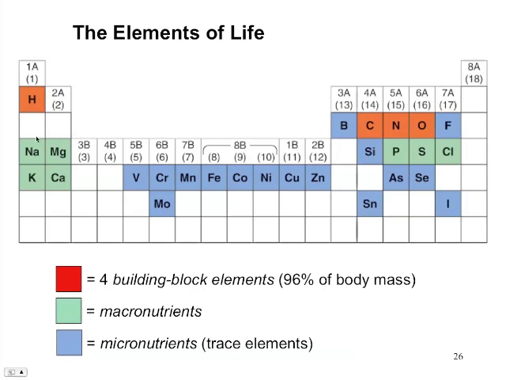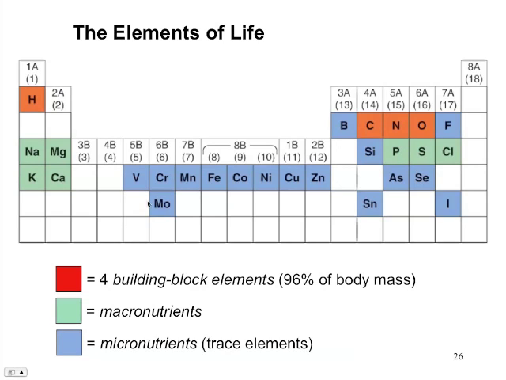And the metals here, sodium, potassium, and magnesium, are important for a variety of different cellular functions. Sodium and potassium particularly for neural activity. Calcium, along with phosphorus and oxygen, right, makes calcium phosphate, the principal component of bone.